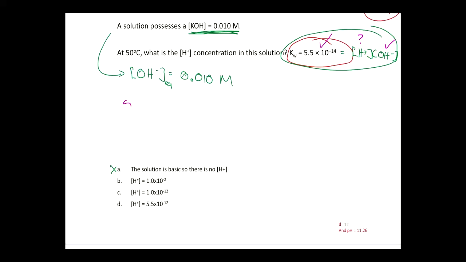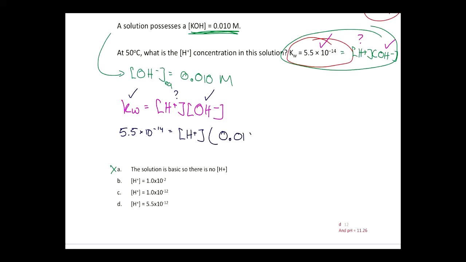So we are just going to do 5.5. So let me just rewrite this real quick. We're going to use the expression Kw equals H plus times hydroxide concentration. We know this number. We know this number. We're solving for that number. All right. So 5.5 times 10 to the negative 14 equals that H plus concentration that we're solving for times 0.010 molarity, right? And so if you solve for that, we get that the H plus concentration is something like 5.5 times 10 to the negative 12. So I think it's this one. There we go, D. Right?